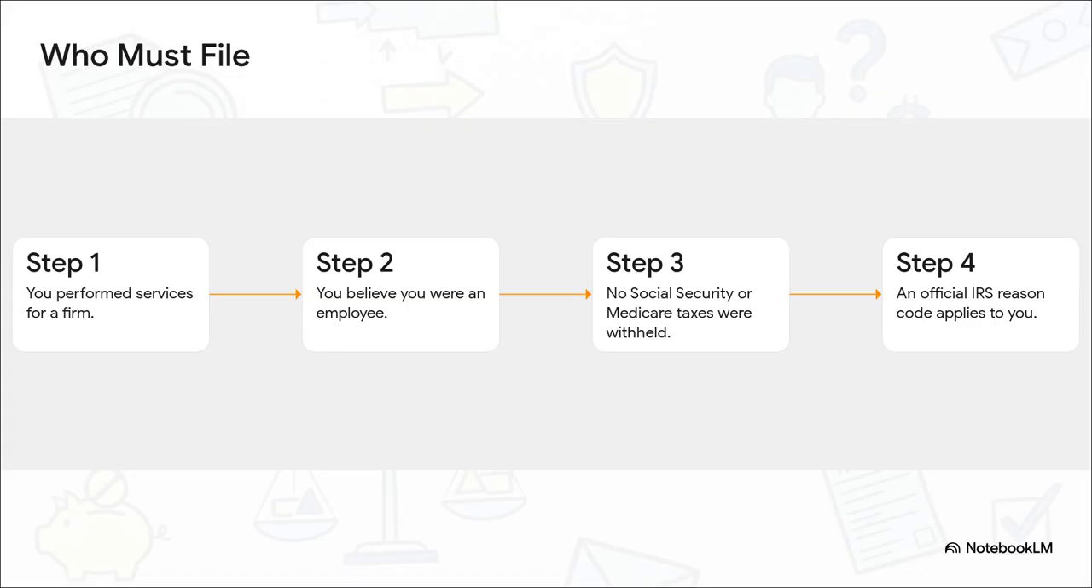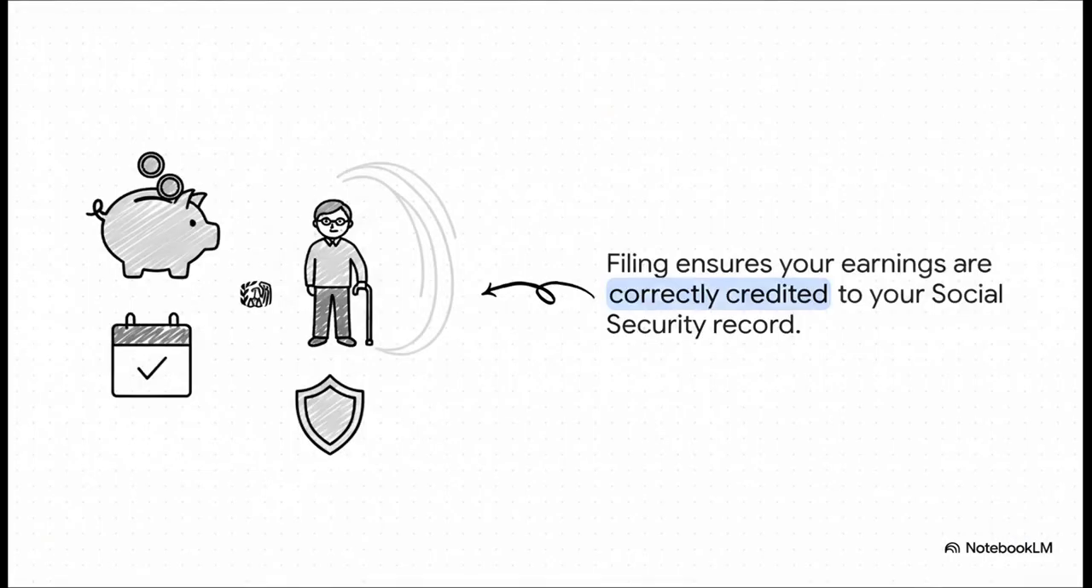So to use Form 8919, and the official title is Uncollected Social Security and Medicare Tax on Wages, you have to meet 4 very clear conditions. 1, you worked for a company. 2, you genuinely believe you were working as an employee. 3, they didn't withhold those FICA taxes from your pay. And 4, and this is the absolute key, your specific situation has to line up with one of the IRS's official reason codes. And I want to stress, this is not just about saving a bunch of money on this year's tax bill, as great as that is.